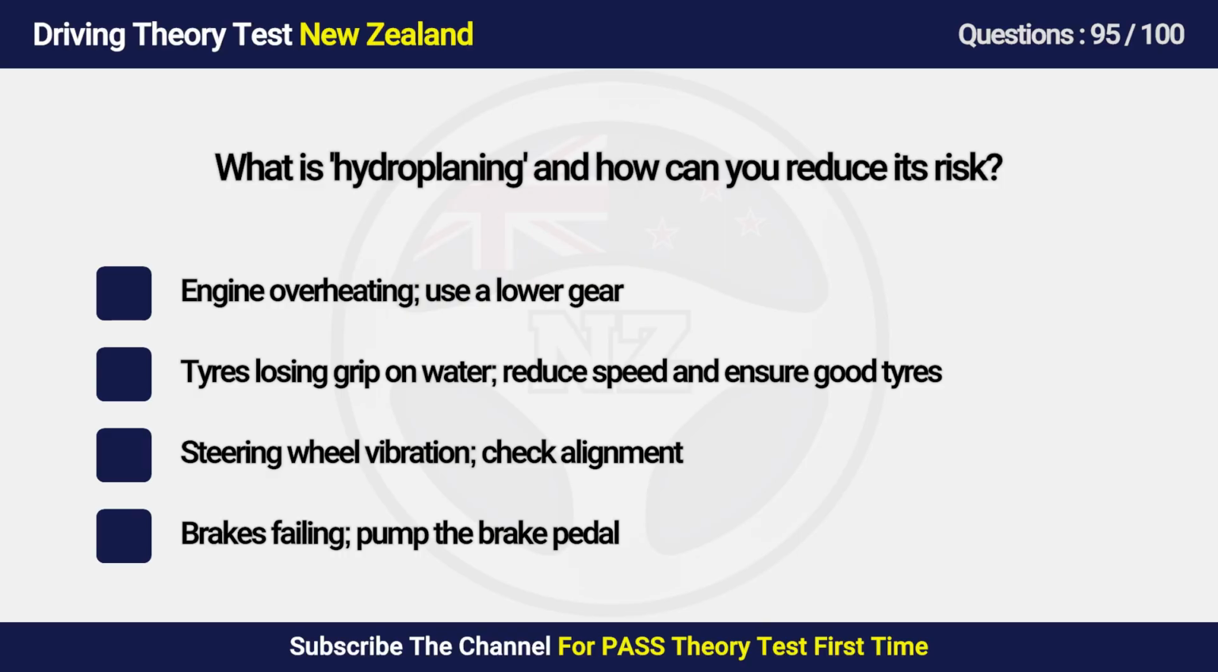Question 95. What is hydroplaning and how can you reduce its risk? A. Engine overheating, use a lower gear. B. Tires losing grip on water, reduce speed and ensure good tires. C. Steering wheel vibration, check alignment. D. Brakes failing, pump the brake pedal.